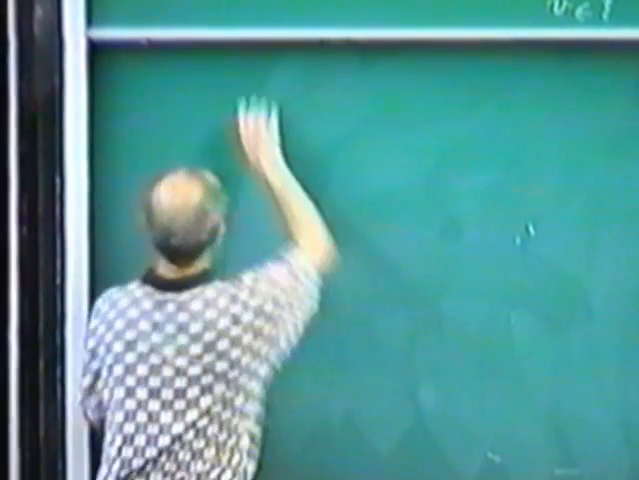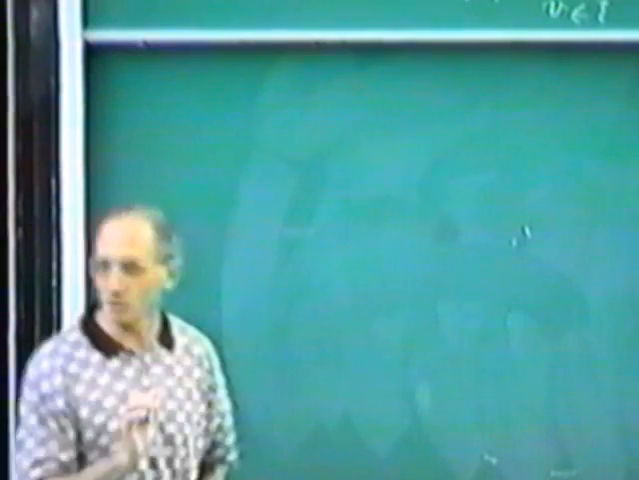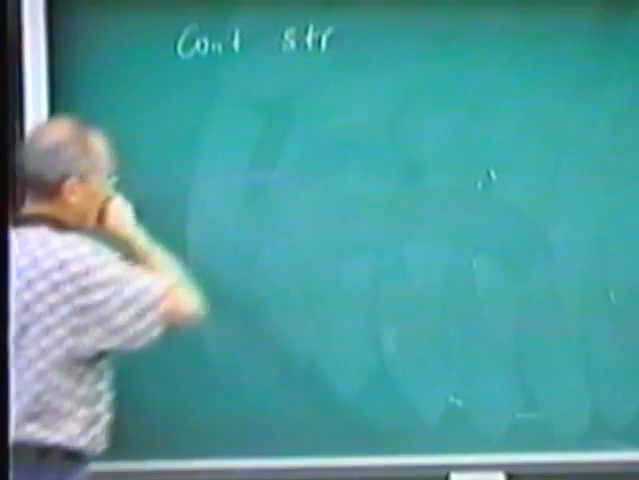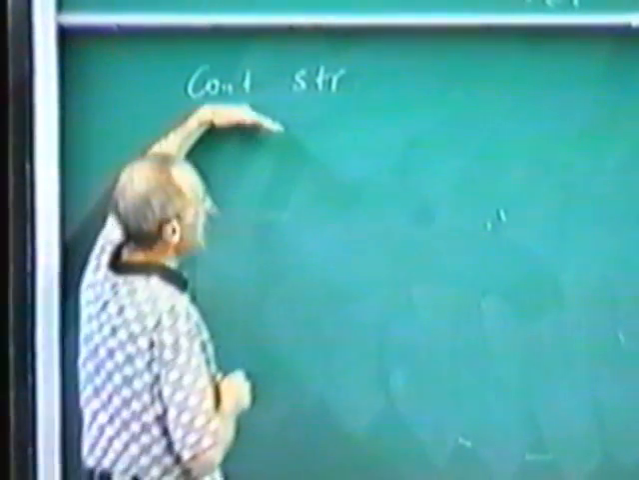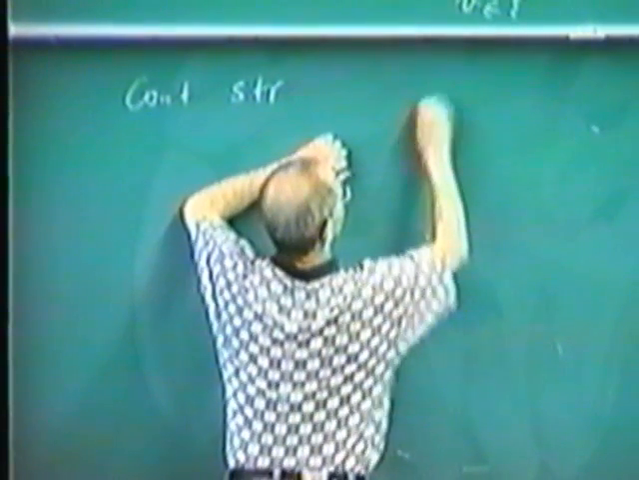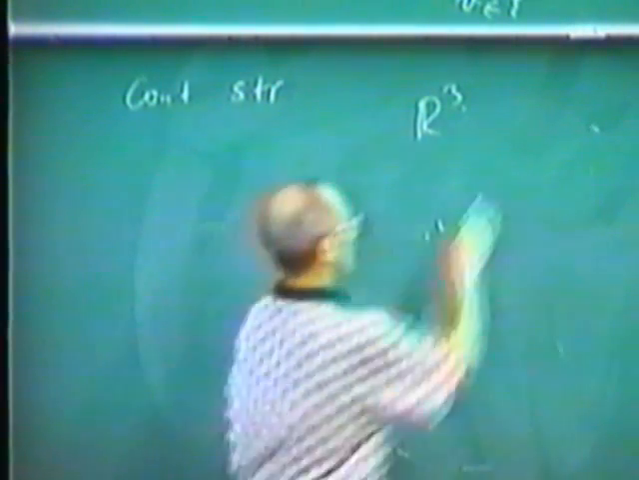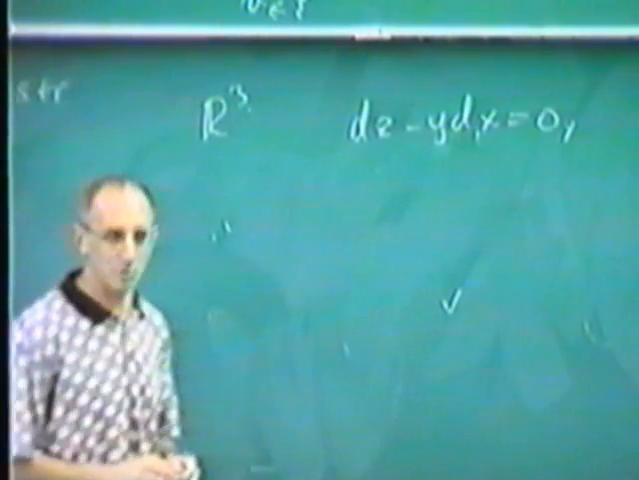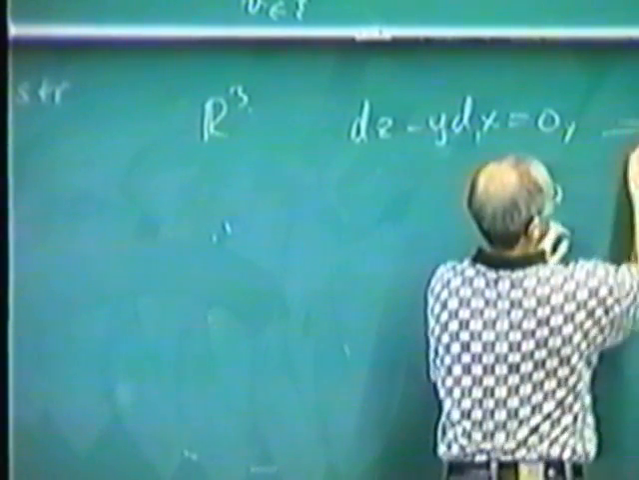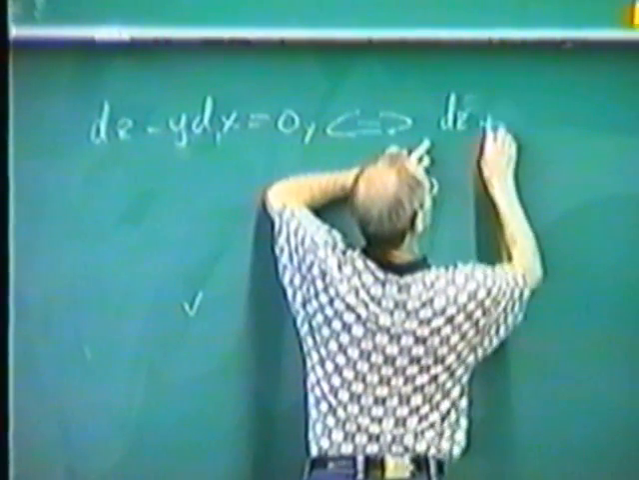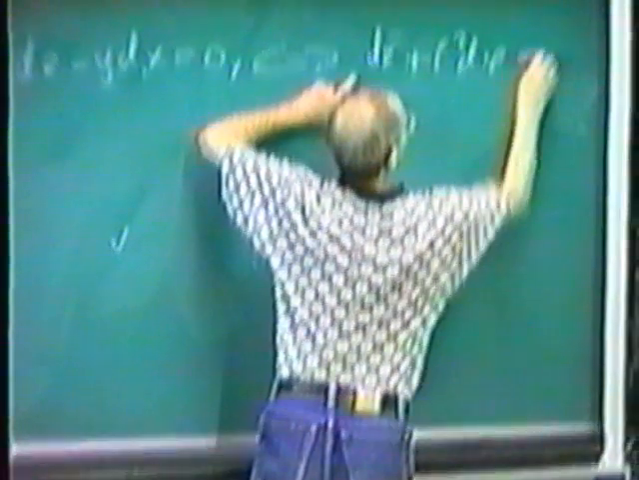Okay, so let me give a little bit of background about contact structures. Let's consider two contact structures on R3. The standard contact structure is defined by dz minus y dx equal to 0. Equivalently, in cylindrical coordinates you can write it as dz plus r squared dθ equal to 0, just by changing coordinates.